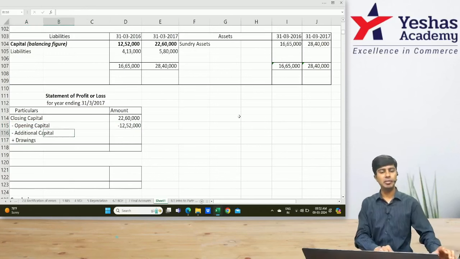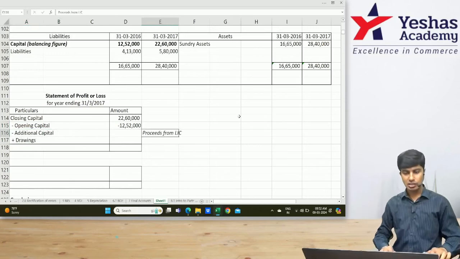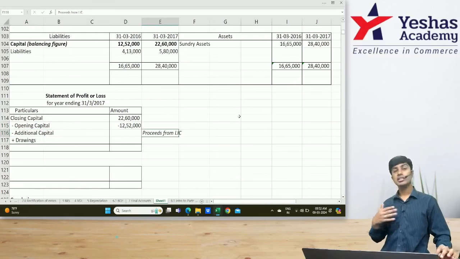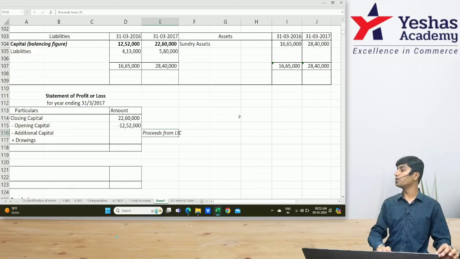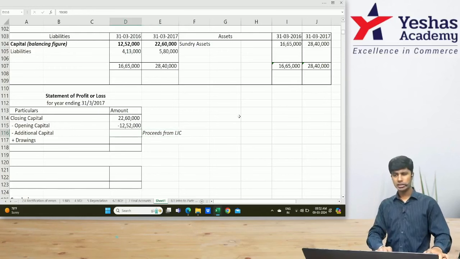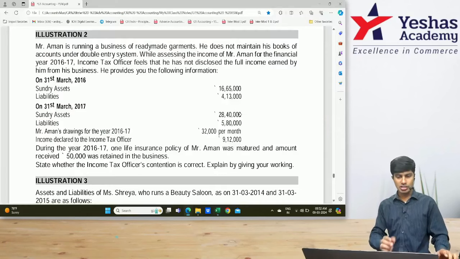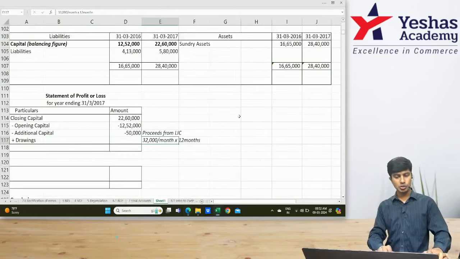How much is additional capital? LIC maturity amount. He took a personal LIC policy that he surrendered, and that money was put into the business. How much is that? 50,000. Then drawings is how much? Drawings they've given as drawings only: 32,000 into 12, 3,84,000. Now identify how much is the profit.